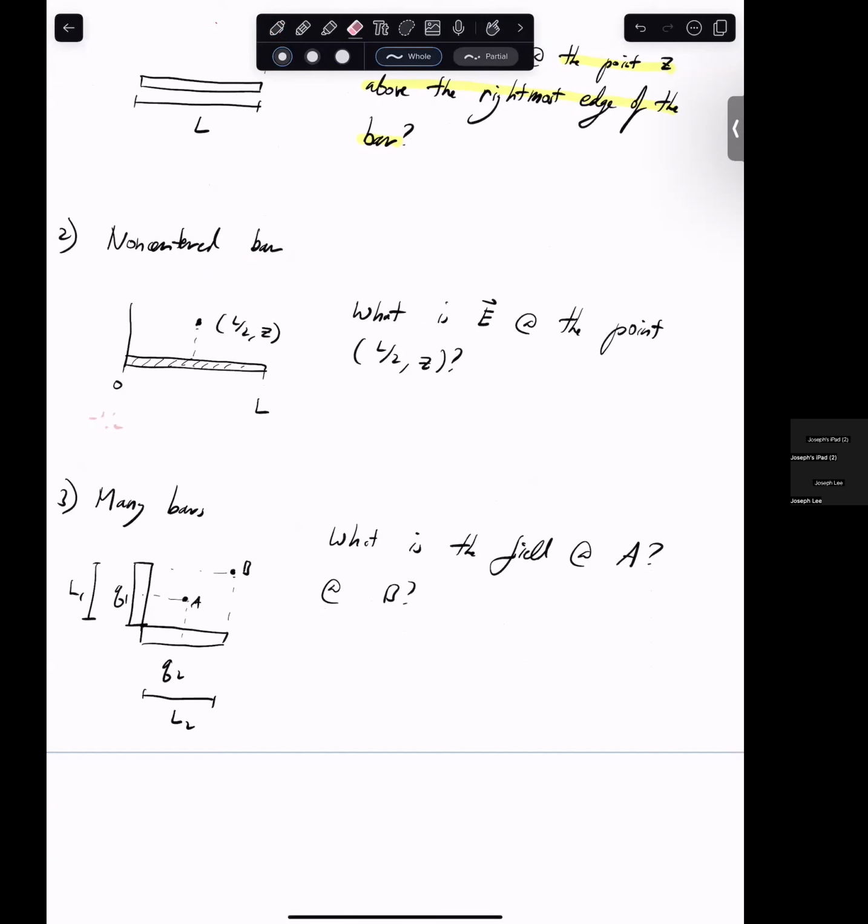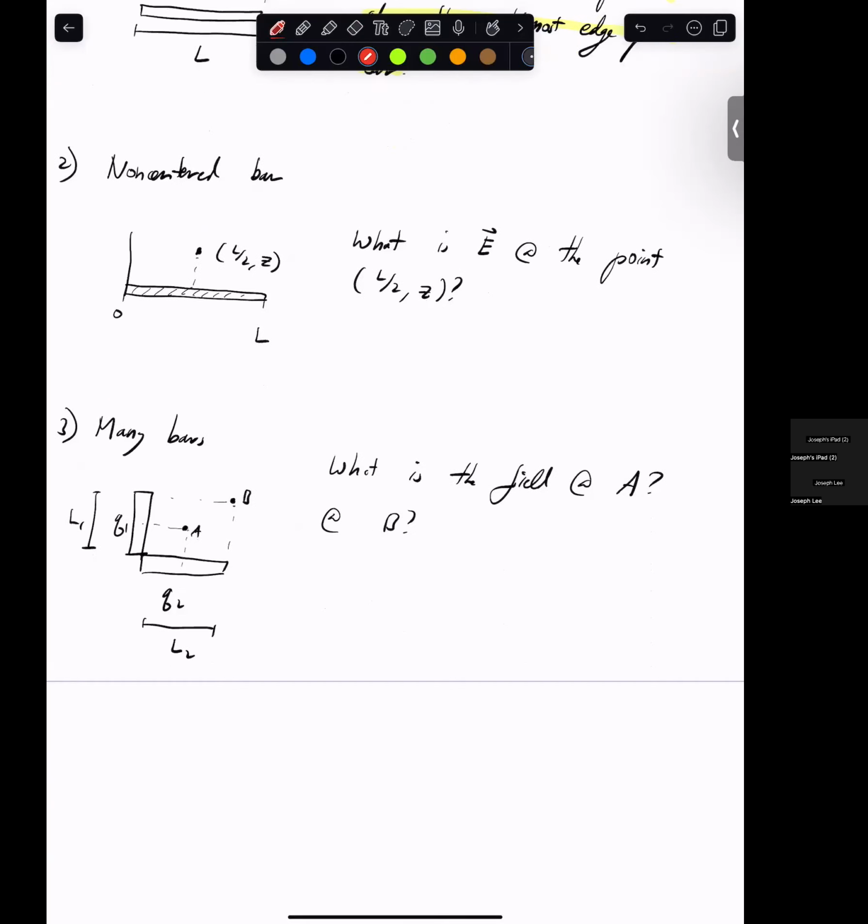And then my third question that I would suggest you do, which is very similar to what we did in recitation, is just the case of many bars. And I would do as many configurations as you can. Just take as many bars as you can and figure out what the electric field is at different positions. So maybe A over here, B over here. And for problems like this, you could use the formula sheet to look at the electric field and just use the principle of superposition, but definitely build some comfort with these ideas.